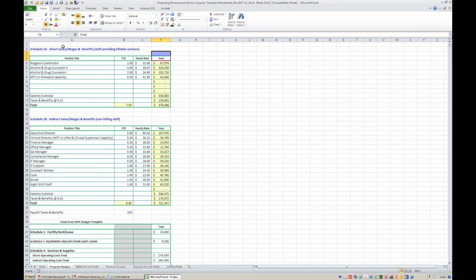First off, the budget template used here was initially designed to correspond to the SAPC budget template. As this model has evolved, and as the SAPC budget template has evolved, it's maybe not as good a fit as it was initially. But let me go through this. You've got your staff providing billable services and other required services. They should, in most cases, be the same because you're going to require at least a certified AOD counselor. So you've got a program coordinator, your alcohol and drug counselor, counselor 2, counselor 1, MFT in the therapist capacity.